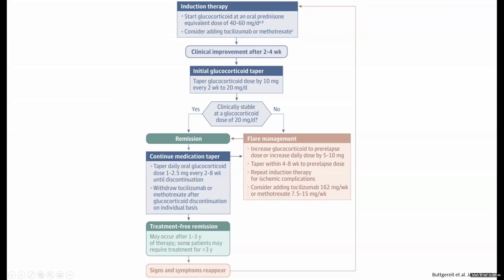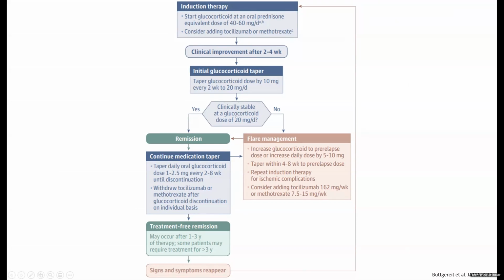And as I mentioned, you're hoping after 1 to 3 years you're going to eventually have some complete remission. But if their symptoms reappear after a complete resolution, and it's not uncalled for, you're going to restart. You're not going to go back up to maybe the 10 that you finished at before you completely stopped the prednisone. You're going to restart it.